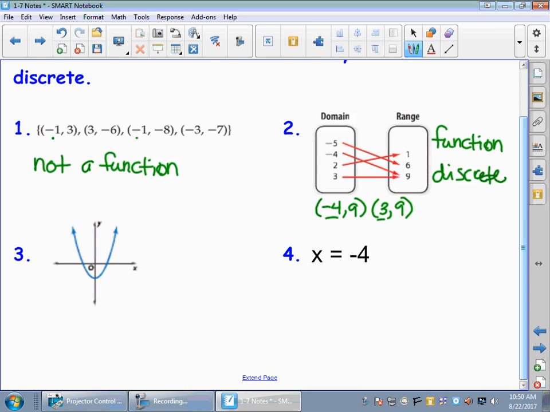Number 3, I'm going to take my vertical line, and I'm going to cross it across the path of this parabola. That's what that graph is called. And it hits only once, just like in the example on the last page. So this is a function.